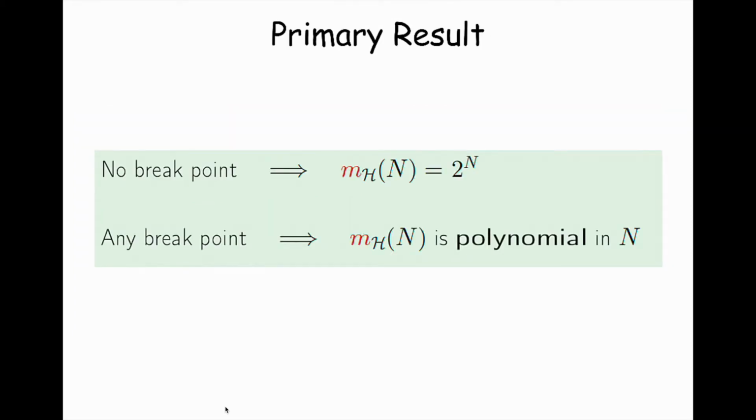Then we said, and this was our primary result, if there's no breakpoint for a particular hypothesis set, it means that the growth function is exponential, or 2 to the n. It can produce all 2 to the n possible labelings of +1, -1 on your data set of size n.